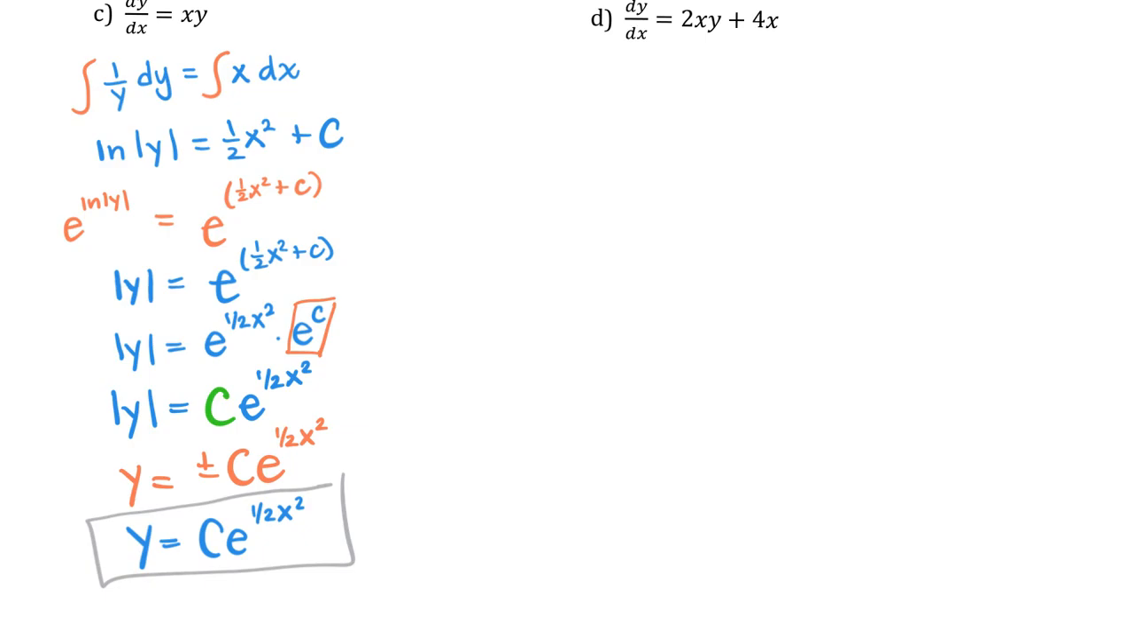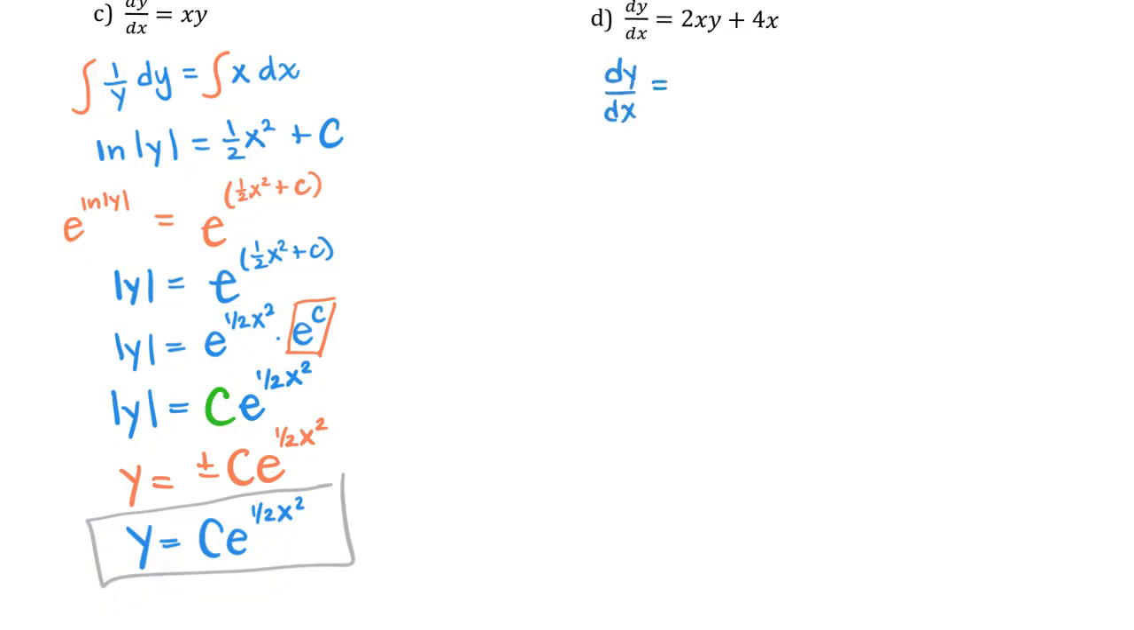Okay, one more. Let's try D. We have dy dx equals 2xy plus 4x. I need to separate the variables because there's too many x's and y's. Can they be separated right now? See, right now if I move the 4x over, I'm still going to be stuck with this x, so I'm going to have to factor something out. What can I factor out?